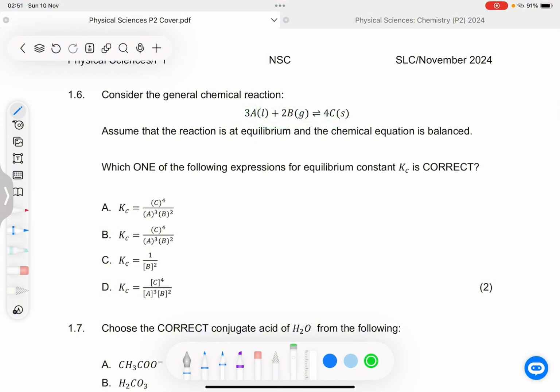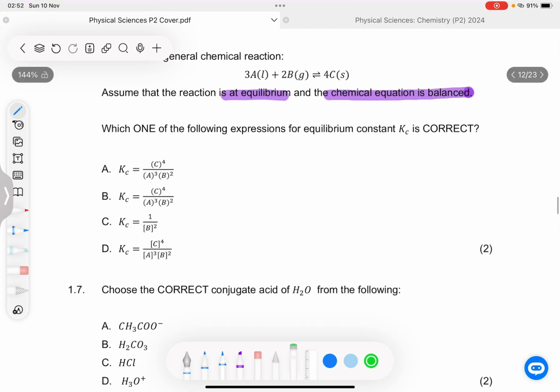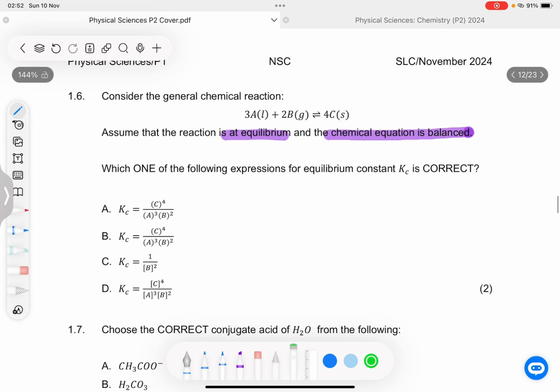So that means we take A and B to form C, and C decomposes, it breaks and forms back B and A. Now they say to us here, assume that the reaction is at equilibrium and the chemical reaction is balanced, right? So we assume that the reaction is balanced and also it is at equilibrium. And it makes sense because if it's reversible, it's possible that it can reach equilibrium. Now they ask which one of the following expressions for the equilibrium constant Kc is correct? Well, before I even look at these options, I think I will define my own Kc using the information that is given. It's a quick thing to do, then compare to see if I get the same answer.